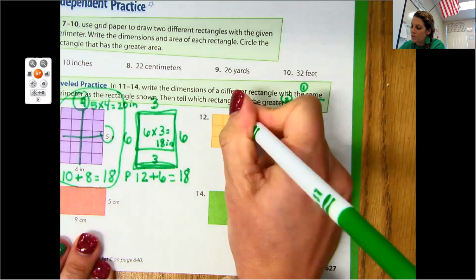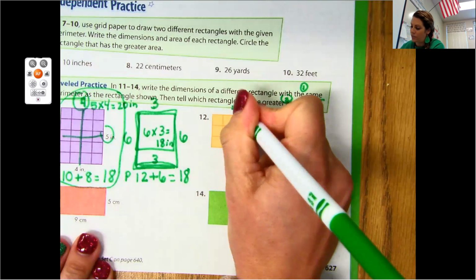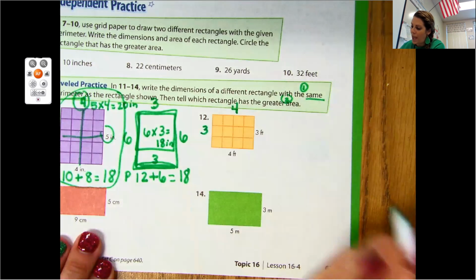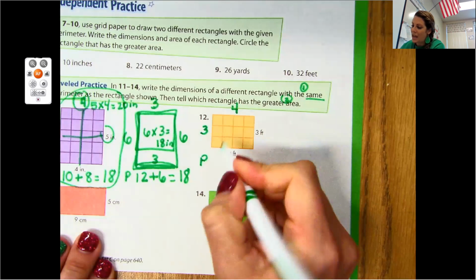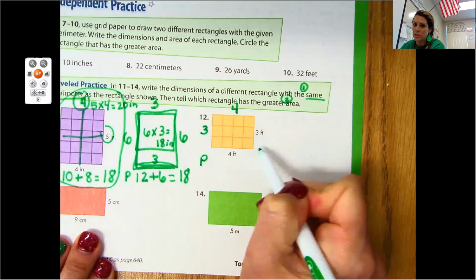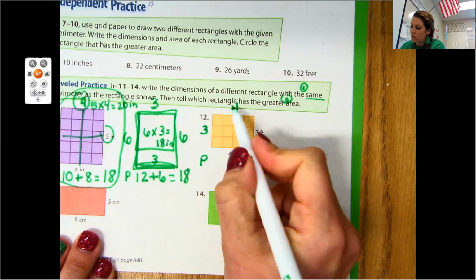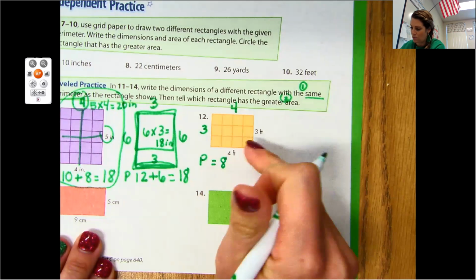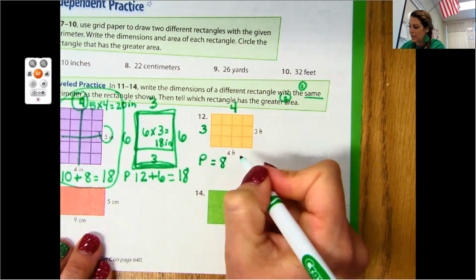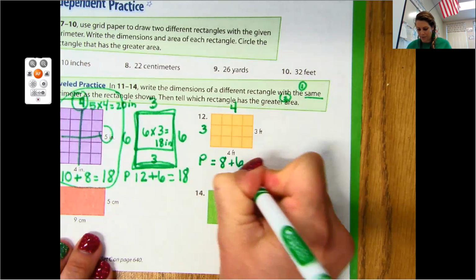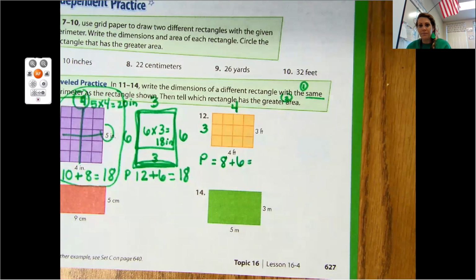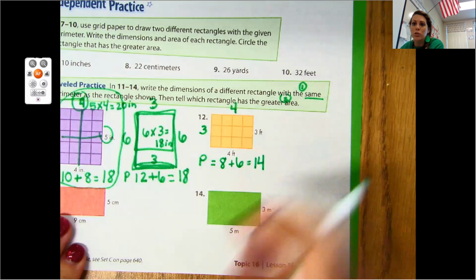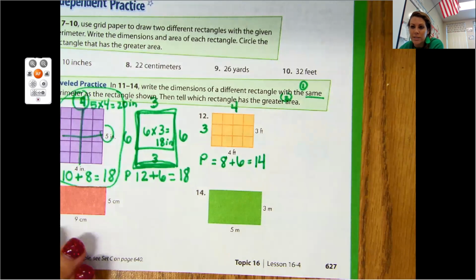So we know the opposite side has to be the same length. And if we were to add our perimeter, we need to add and figure out all 4 sides. So we know 4 plus 4 equals what? 8. And then what does 3 plus 3 equal? 6, right? And then what is 8 plus 6? 8, 9, 10, 11, 12, 13, 14. So our perimeter for the next one also has to be 14.